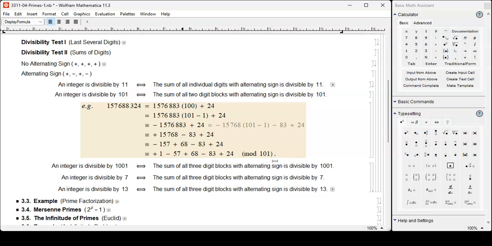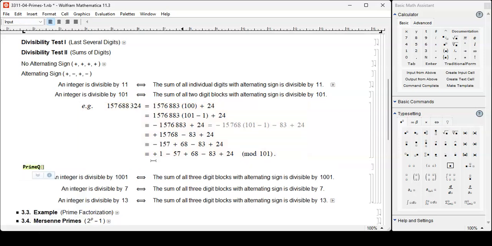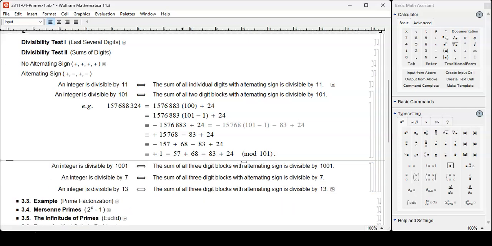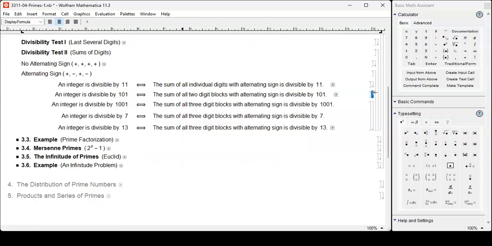101 is prime, I think. It's prime, right? Yes, it's prime. So it's useful by itself. Okay, let's do it again.